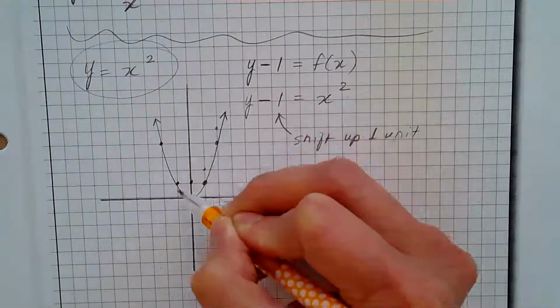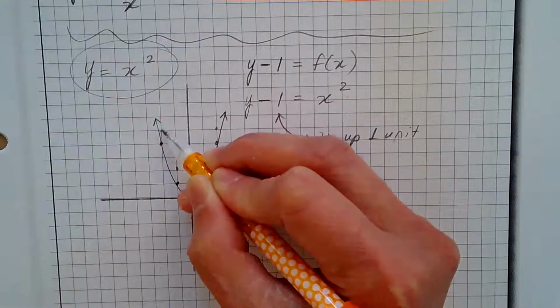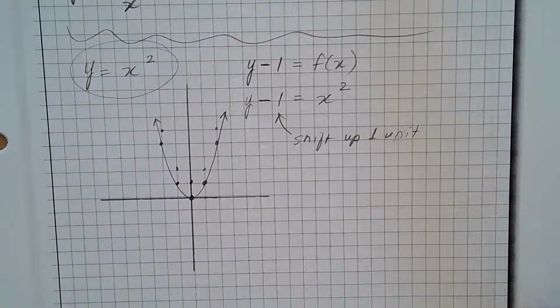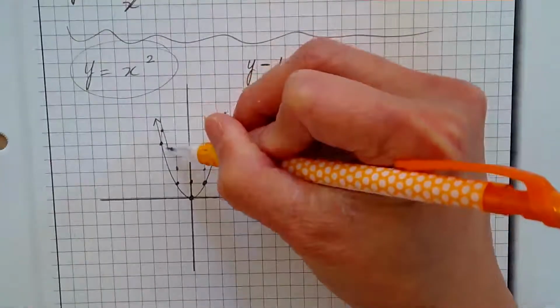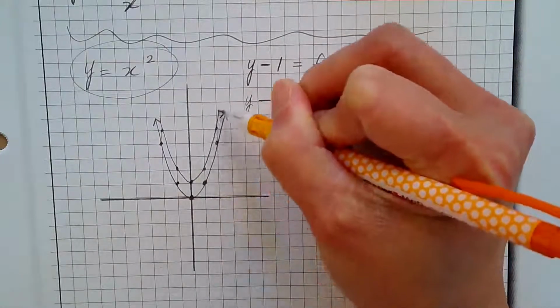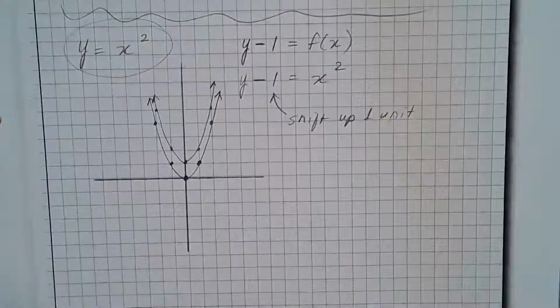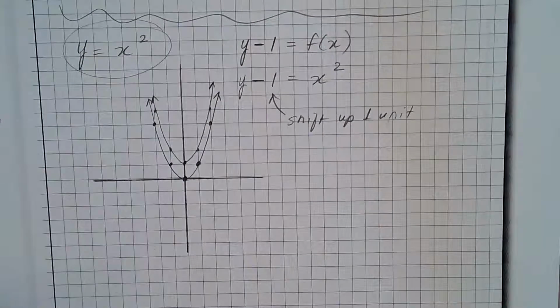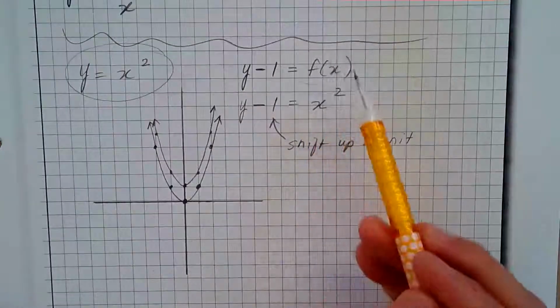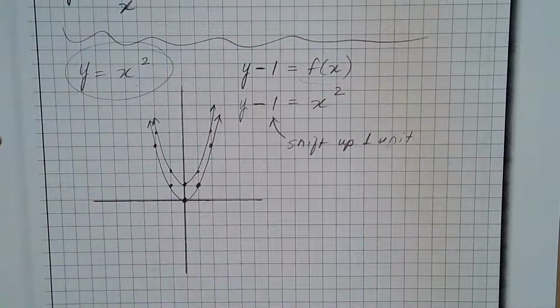So every single point, x stays the same, but y moves up 1. Is that okay? Good. So when you see f of x, it could be a variety of functions, but we're going to look at the function x squared.